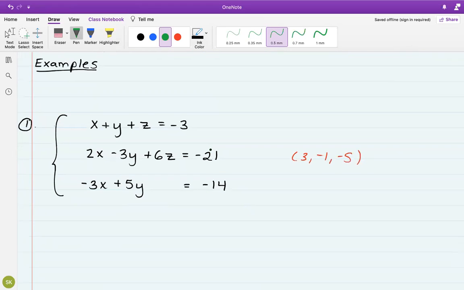Okay, so write down this first problem, and you want plenty of space. I would even say have a whole page of space for this one problem. So on one sheet of paper, write this problem down. You have x plus y plus z is -3, 2x minus 3y plus 6z is -21, and -3x plus 5y, I don't have a z here. You could put plus 0z if you want to, is equal to -14. And right here I have what I think is the solution. The solution is x is equal to 3, y is equal to -1, and z is equal to -5. When we have a point in three-dimensional space, we usually put x first, then y, then z.